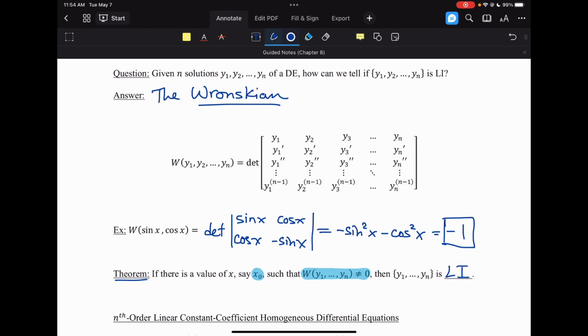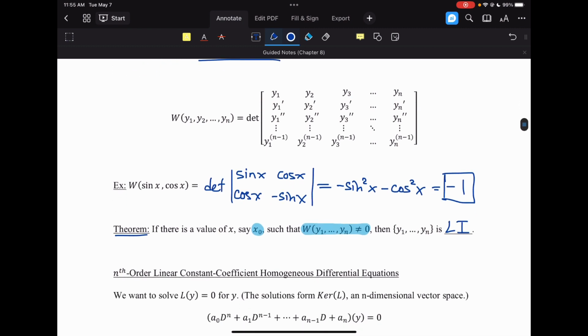So this means that if the Wronskian can be made non-zero for any value of x, the solution set will be LI. It would have to be definitively equal to 0 for all x in order for it to be LD. So we can use the Wronskian to help determine if our solutions are LI or if we need to eliminate any extra dependencies among the solution set.